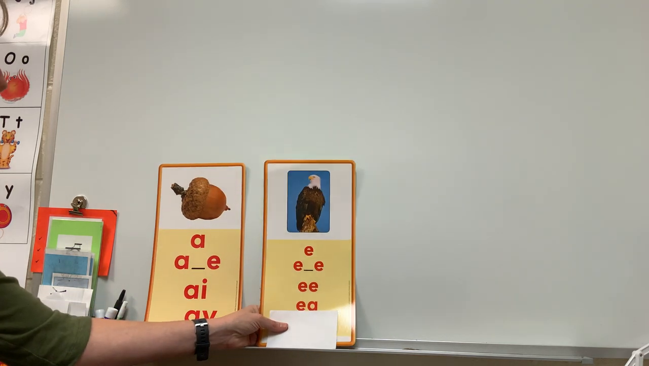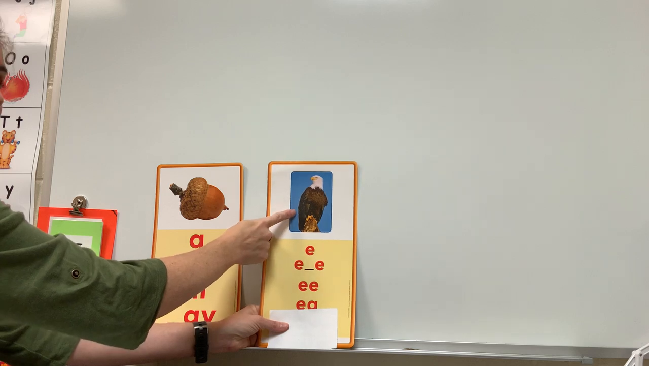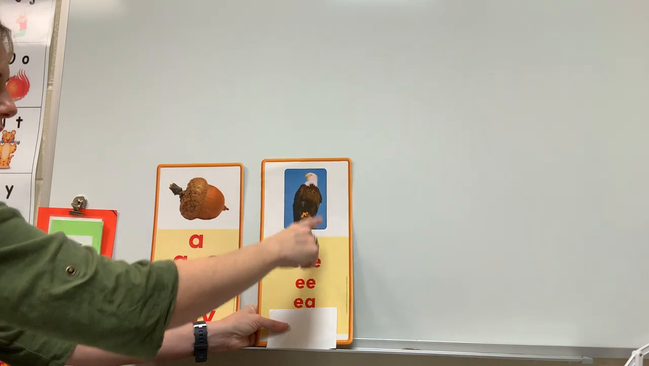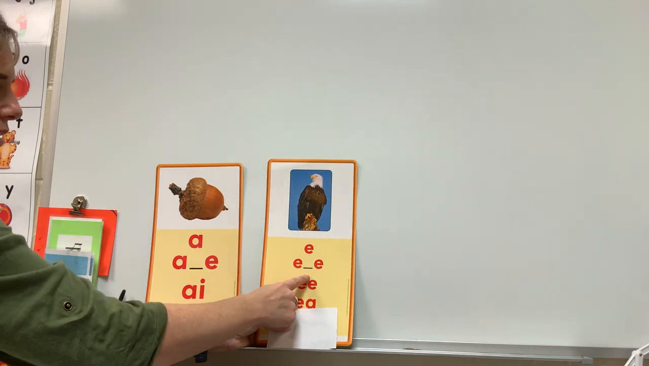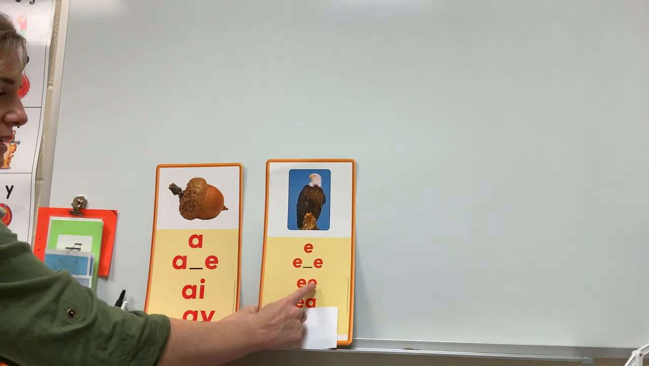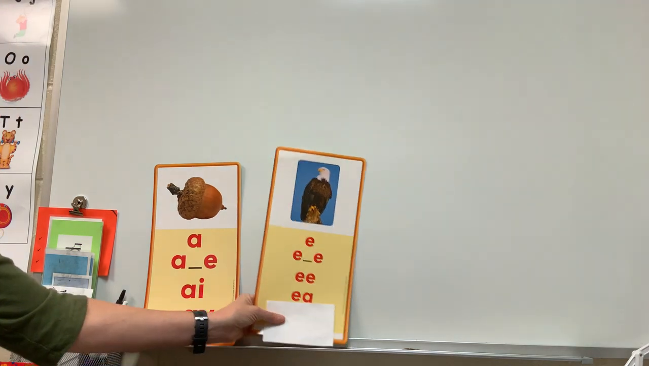We also learned about the long E sound, like in the word eagle. The first sound in eagle is E, so this is the E card. E can be spelled E, consonant E, with the silent E. E can also be spelled E-E, and E can also be spelled E-A. So now you're going to practice saying the sounds for some spellings.